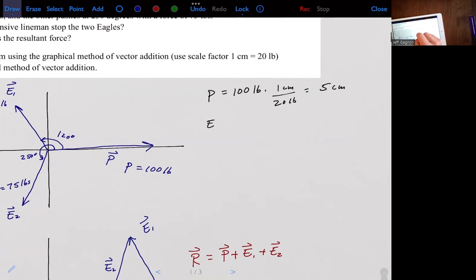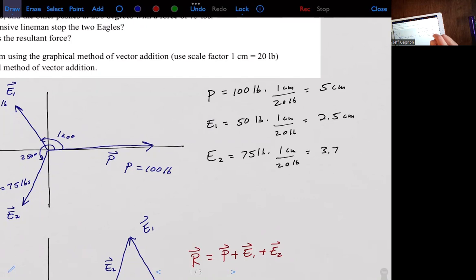Then I have E1, which was 50, right? 50 pounds times 1 centimeter over 20 pounds. That's going to be 2.5 centimeters. And then E2, I just want the magnitude of E2, so I don't need a vector there, is 75 pounds. And 1 centimeter is 20 pounds. So that's going to be just under 4, like 3.75 centimeters.